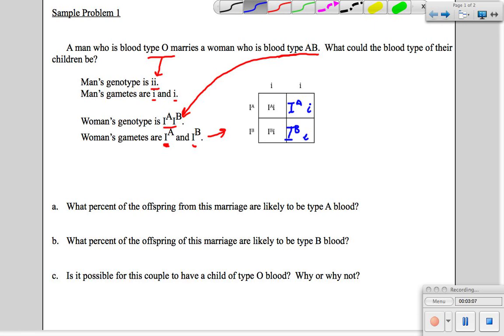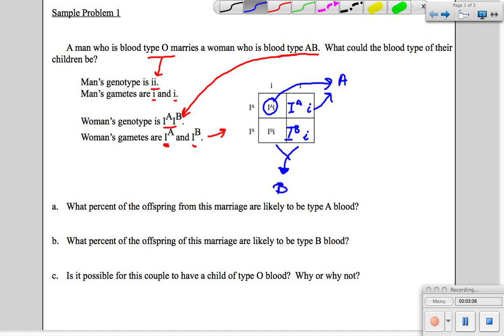Okay, let's see what these kids look like. Let's consider our first square here. We have the dominant A allele and the lowercase i allele. This blood type here is type A. This is repeated here, so this is type A as well. We have two identical blood types here. One has the dominant B allele, and the other is the recessive i allele, so this is blood type B.